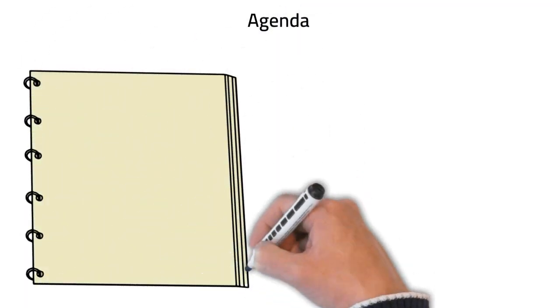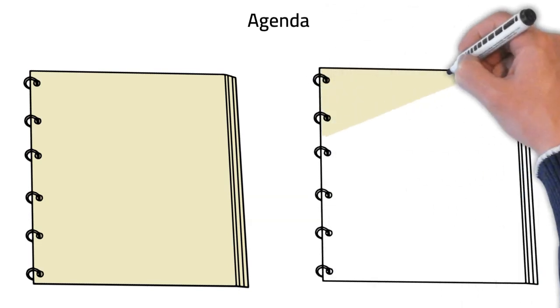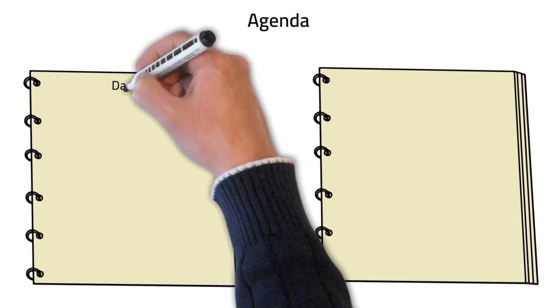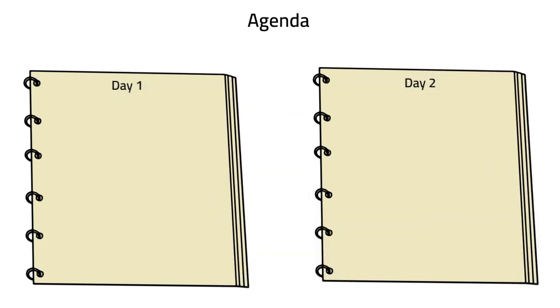So let's have a look at a typical agenda as specified by the Scaled Agile Framework. This doesn't mean that you need to follow this agenda. This is just giving you some guidance on how you could potentially run your PI planning event. The Scaled Agile Framework states that PI planning should take place over 2 days.